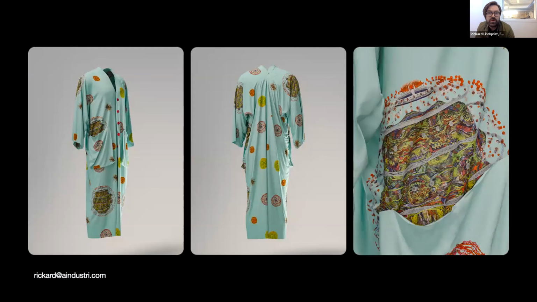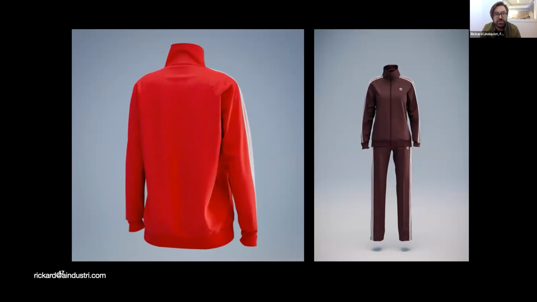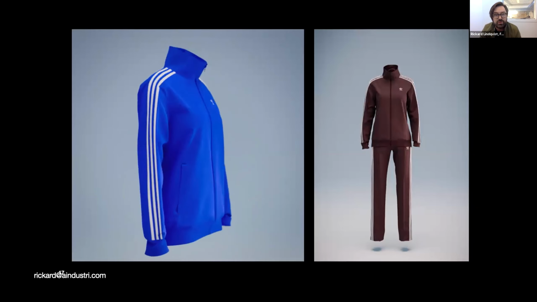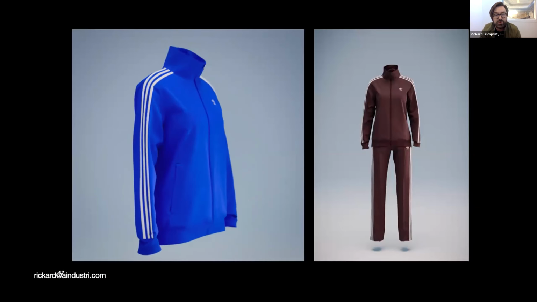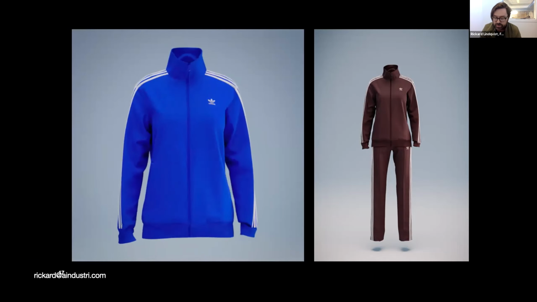Here is a silk kaftan where we also created the print and sold the garments before even printing the fabric. It can also be used, of course, as a 3D image. You can see it from all angles, and like in this example, showcase different colors or whatever it might be.